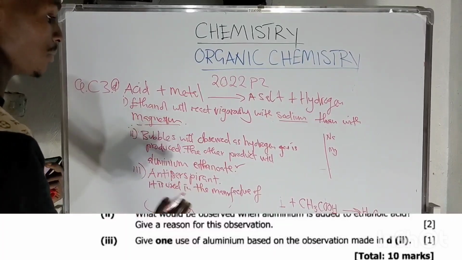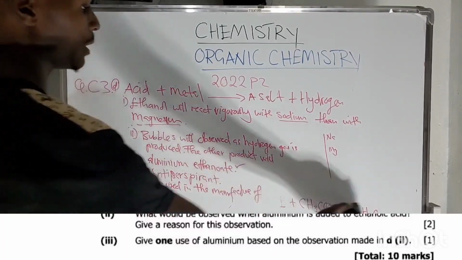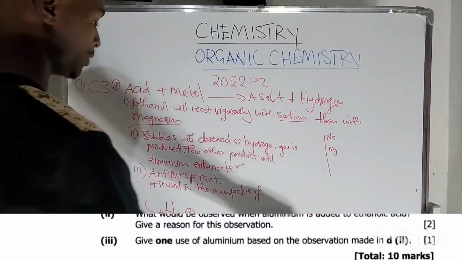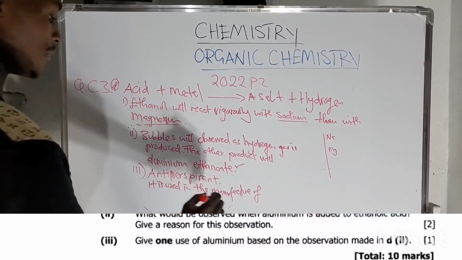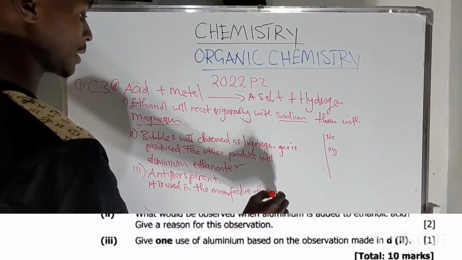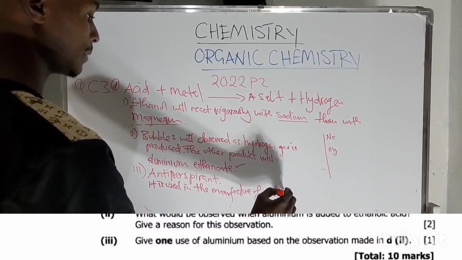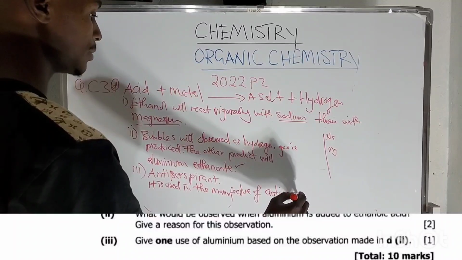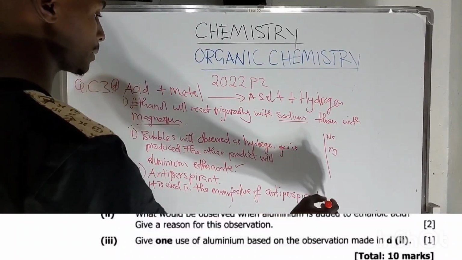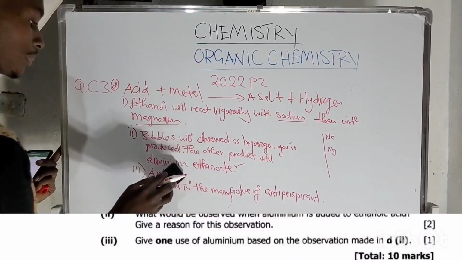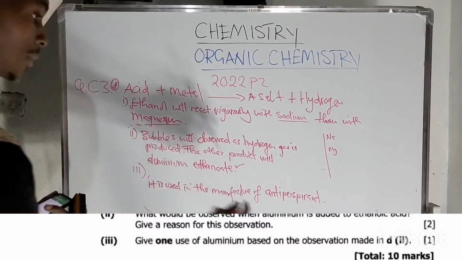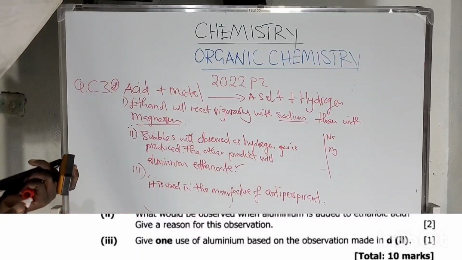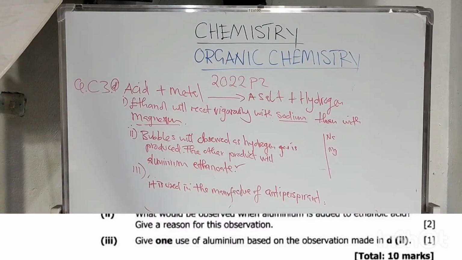There are a lot of uses of aluminum, but here they've said the usage should be based on the observation we've made. So it is used in the manufacture of antiperspirant. That's it. Do you have another question? No, that's it. So these are the solutions to question C3.